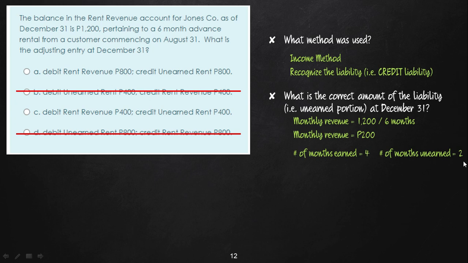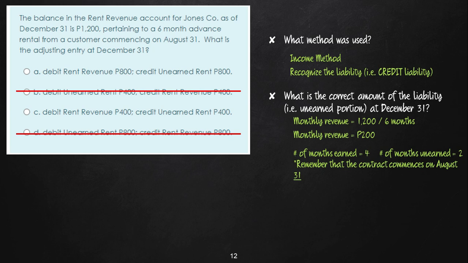Right? 4 plus 2 equals 6. Take note as well, class, that in this case, we are not the renter. We are the one renting out. We received the advance payment. So the number of months earned is 4, and the number of months unearned is 2. Let us proceed. Again, remember that the contract commences on August 31.